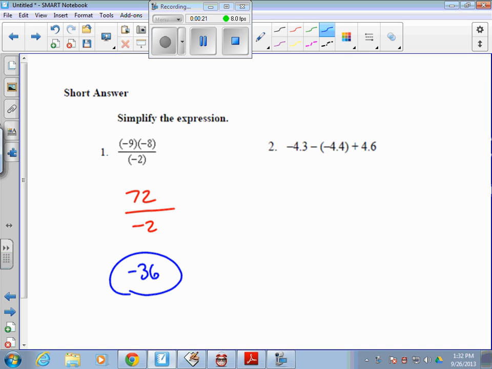Negative 4.3 minus a negative. Anytime you have minus a negative, it means plus a positive 4.4. When you put those two together, you get a positive 0.1, plus 4.6 is 4.7.